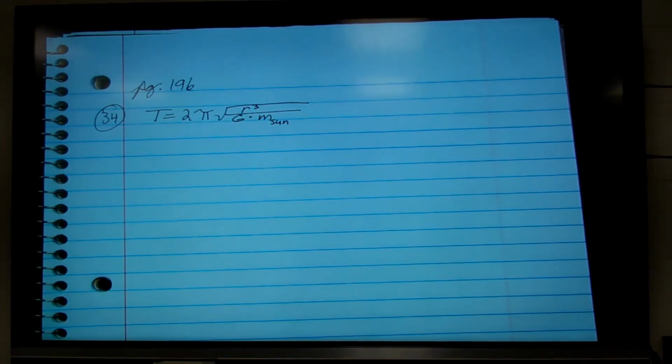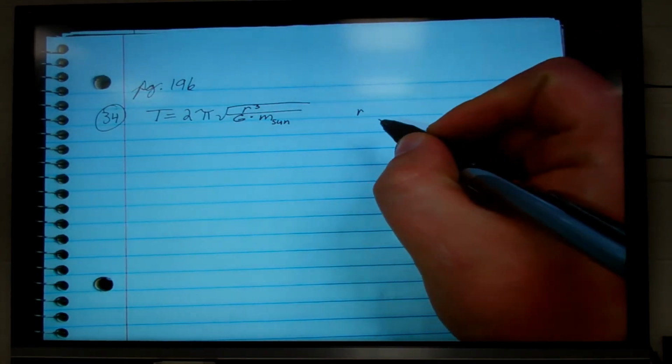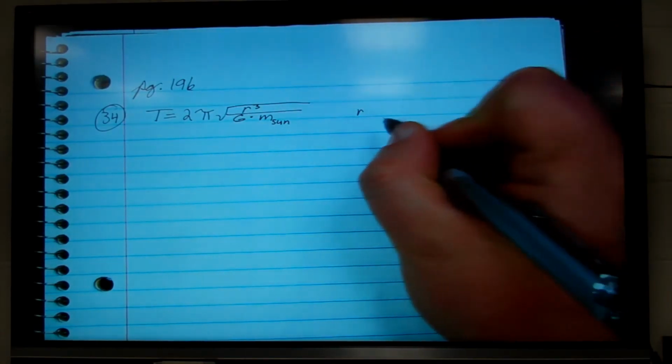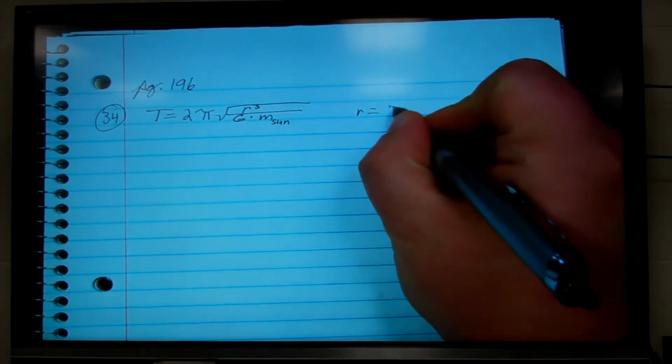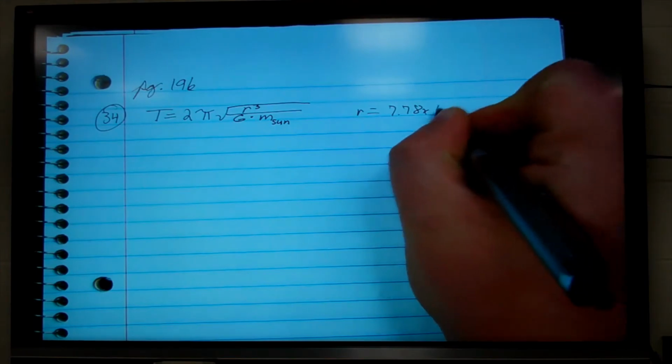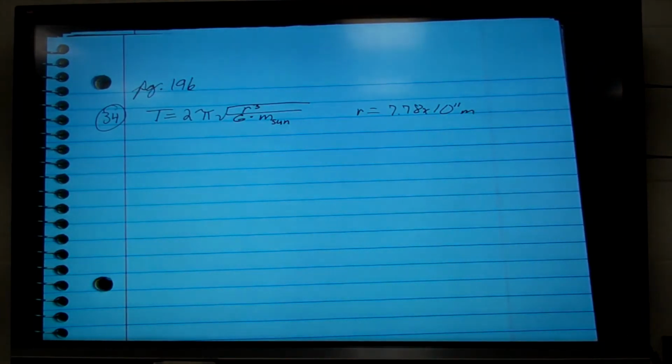Alright, so in this case, we have the radius of the orbital path of Jupiter. I go to Jupiter and get 7.78 times 10 to the 11th, and that's in meters. This is the part where we get to have a lot of fun and everybody's going to raise questions. This is going to be interesting.